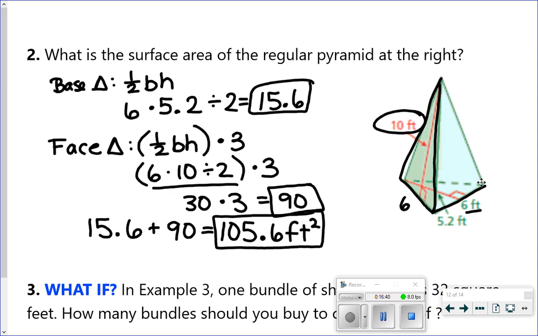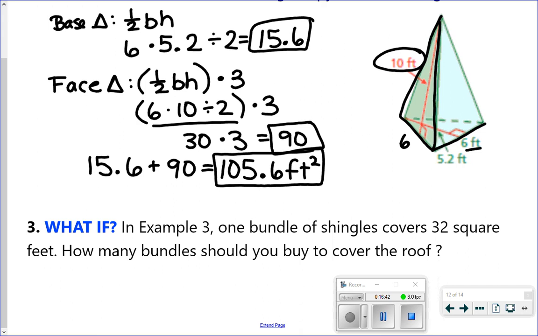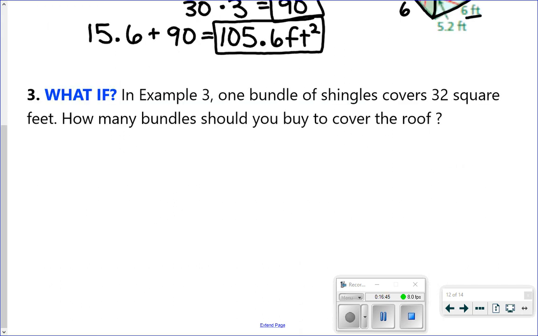Okay, let's go ahead and take a look at this one down at the bottom. So I'm going to move it up so you can actually see. This one says, in example 3, one bundle of shingles costs 32 square feet. How many bundles should you buy to cover the roof? Go ahead and pause the video and try this one.